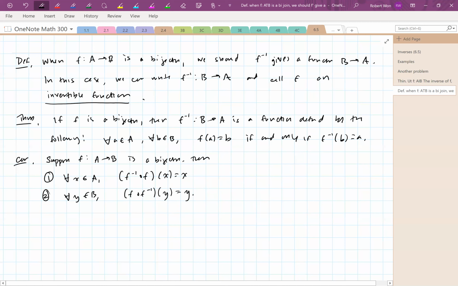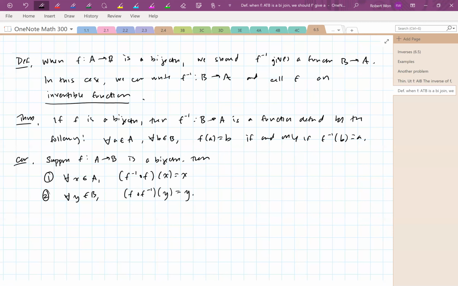Okay, so this is maybe how some people might define the inverse function, or how you often think of the inverse function. It's just a thing that in some way undoes the original function. So if you have something in A, you apply f and then f inverse, you get back to where you started. And if you have something in B, you apply f inverse, and then you apply f, you get back to where you started.